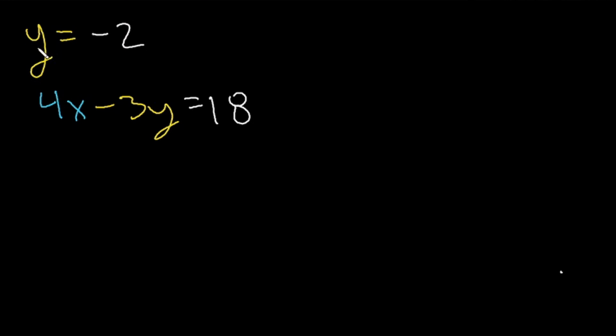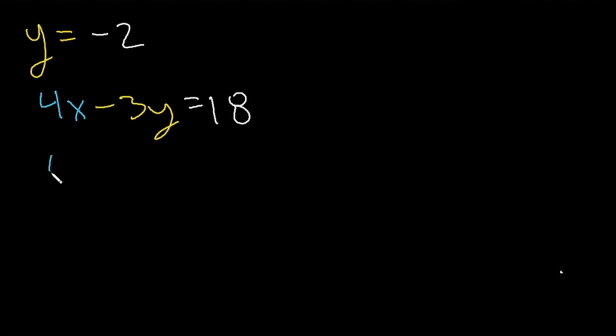Substitution is usually used when you already have one of the variables solved for, or when you have one of them in slope-intercept form. Obviously, if you have both of them in standard form, you can solve for one of the variables and substitute it in, but here we already have one of our variables, which is y, so we'll just plug it in here.